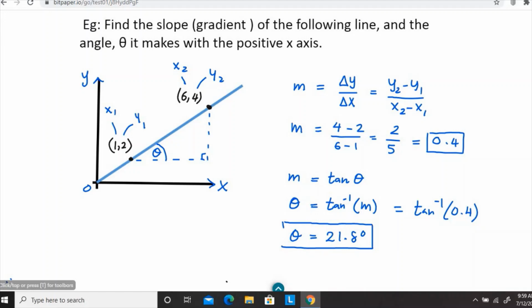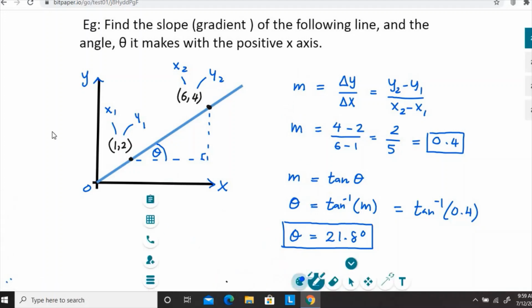So that's how you solve this problem. Now, another important thing, this m is 0.4. That means for any point along this line, the slope is constant.